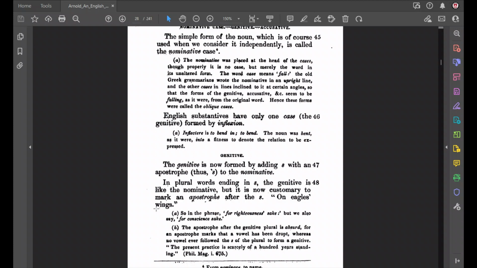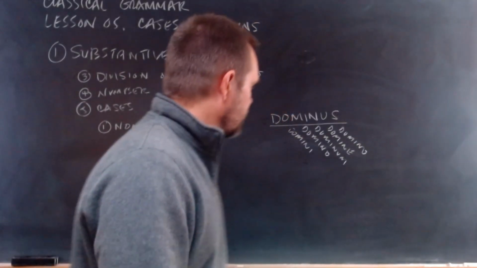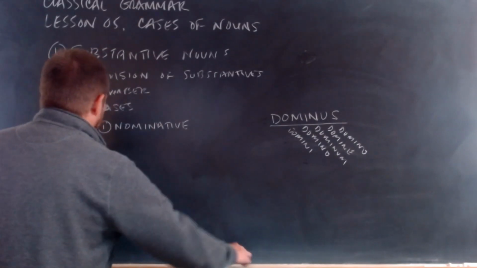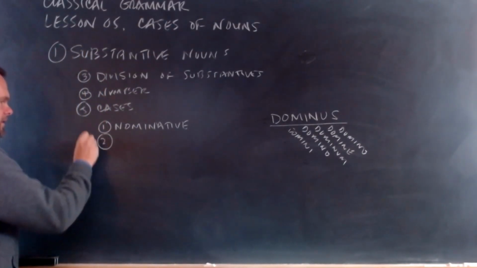In paragraph 48, we address the question of what happens if we have a plural noun. Do we put apostrophe s after a plural noun that already has an s at the end of it? In plural words ending in s, the genitive is like the nominative, but it is now customary to mark an apostrophe after the s.